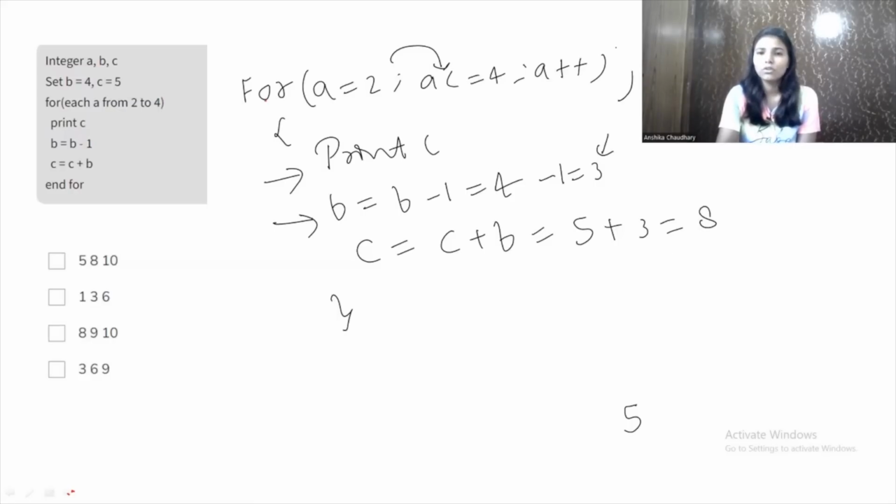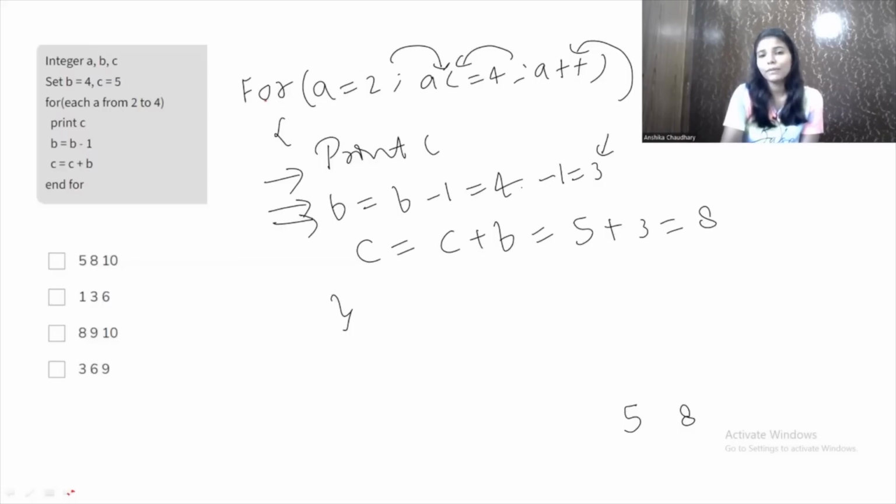Now the control will go again into the loop and it will increment the value of A. Now A value is 3, and it will check the condition. 3 is less than or equal to 4, so the condition is again true. Then it will print C. So what is the last updated value of C? C was 8. So it will print 8. Then the control will move here again.